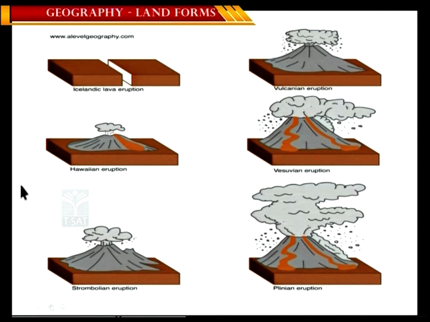The second variant is the Hawaiian type of volcano, which is present in the Hawaiian Islands, a state of the United States. Next is the Strombolian variant of volcanoes. The next is the Vesuvian type of volcanic activity. Next is the Pelian type of volcanic activity. So depending upon the intensity of explosion, from the Icelandic variant to the Pelian type of variant, the intensity of explosion of volcanoes varies across these different variant types which I have specified.